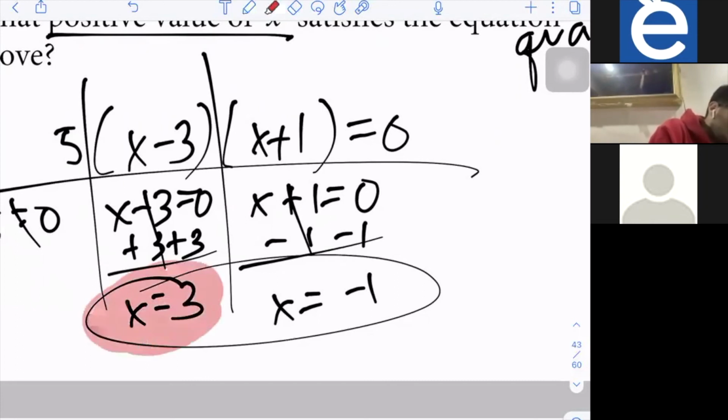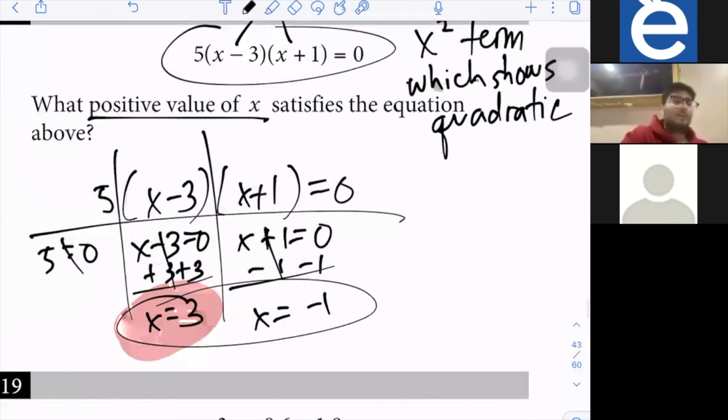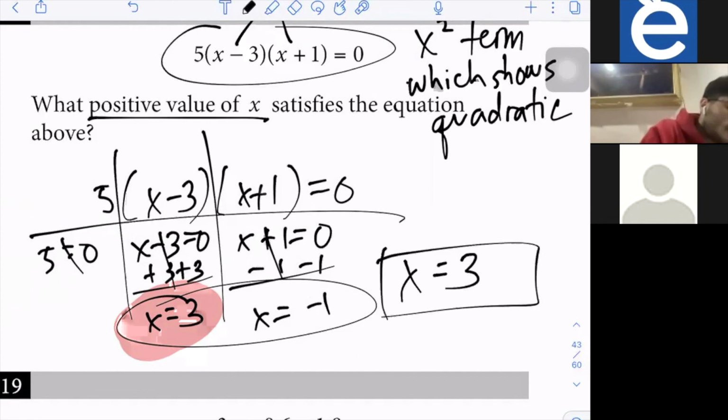So our answer is x is equal to 3, because that's the only positive root in this case. So our answer is x is equal to 3.